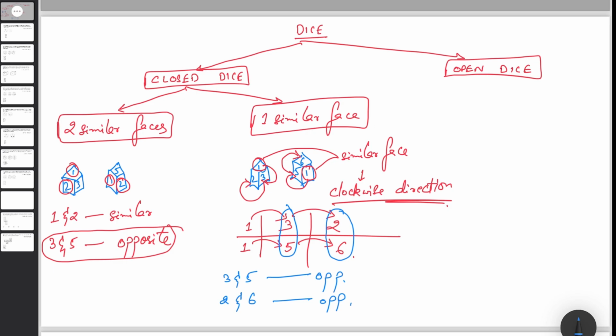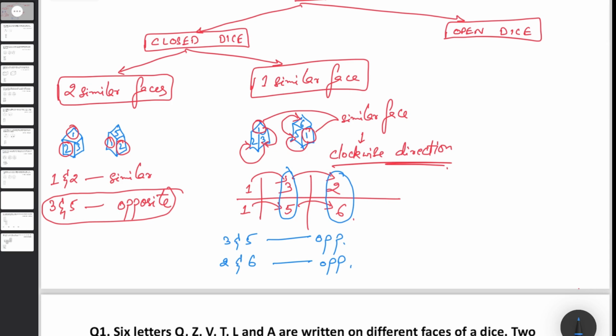First, let's solve some questions about this closed dice, and after that, we'll move on to the open dice. Let's move on to the questions one by one.